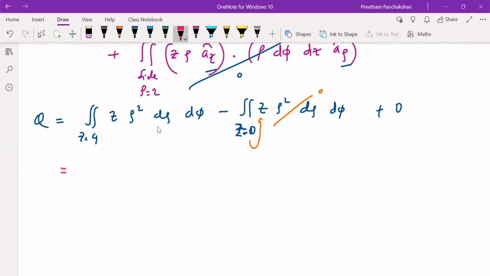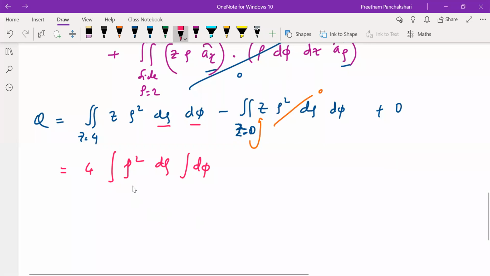See here, one integration with rho, another integration with phi, whereas z is constant, whose value is 4 here. We shall take it outside, 4. First integral is rho square d rho. Second one is d phi. The limits are 0 to 2, 0 to 2 pi.